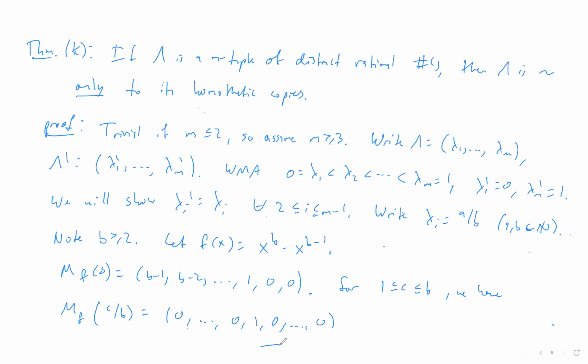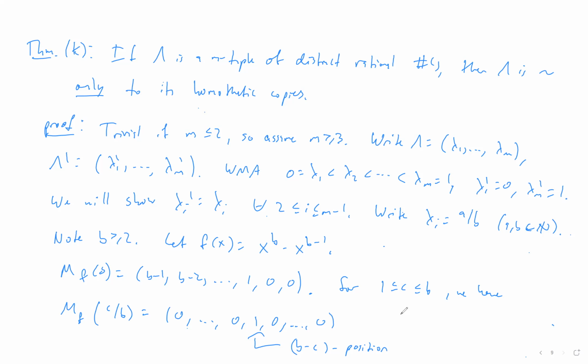So it's all zeros except for 1, which is in the b minus c position. If you take derivatives of f, at each point you find that all but one of the roots are 0, and then the last one is at something of this form, c over b. And you just write down what it is. This is easy, so I'm not going to do it.